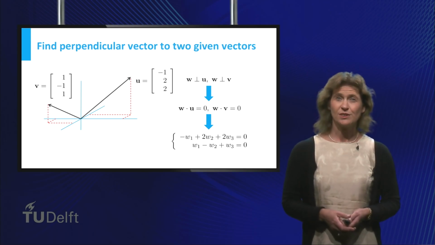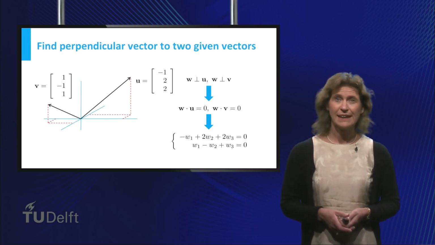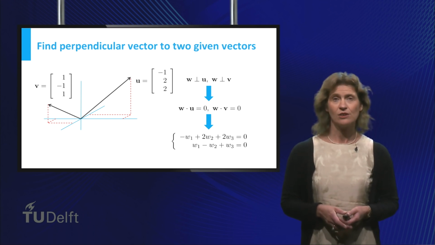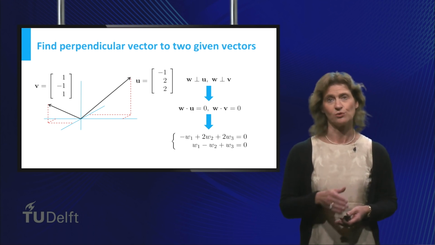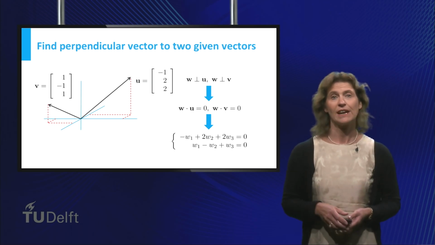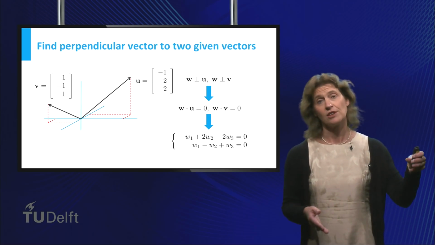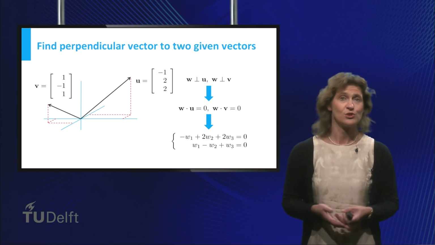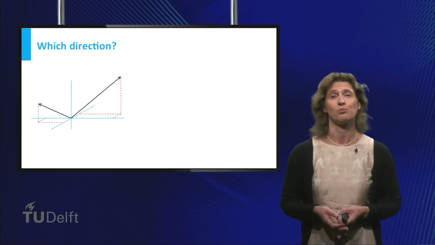Furthermore, you will discover that there are infinitely many solutions, because if you multiply any non-zero vector that is perpendicular to the two given vectors by a non-zero constant, you get another vector that is perpendicular to the two given vectors. And this you can do forever. You just change the length of the perpendicular vector.